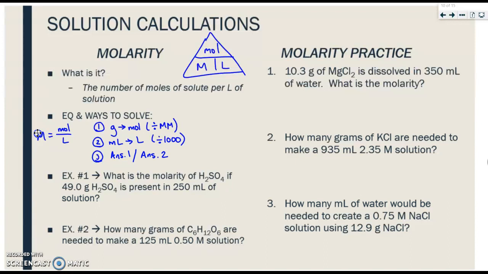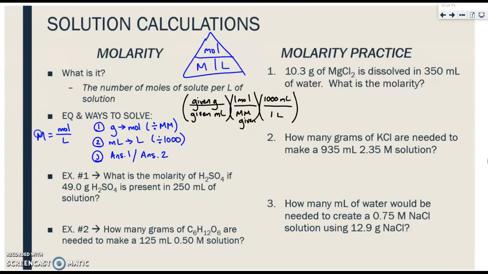The other option you have is to just do dimensional analysis, and this is the method that I prefer personally. So what you would do instead is you would take the given grams over your given milliliters, and then you would do 1 mole of the given over its molar mass. And then you would do 1,000 milliliters in 1 liter.